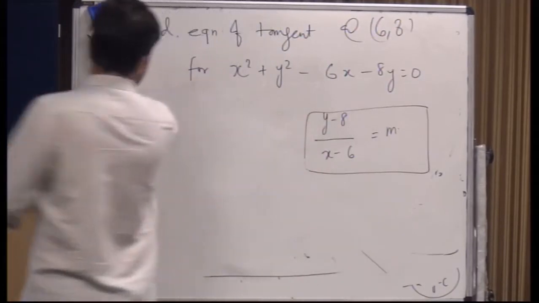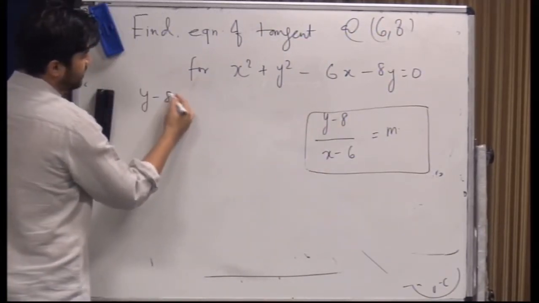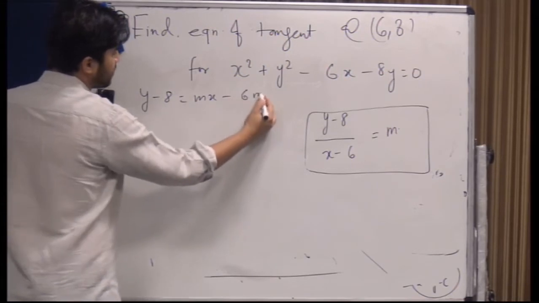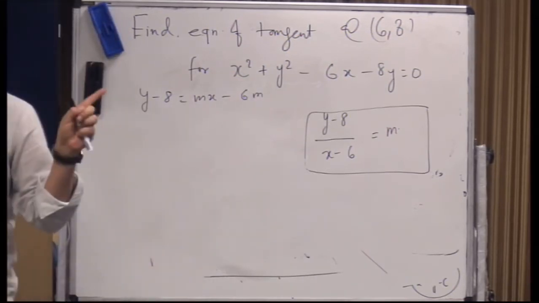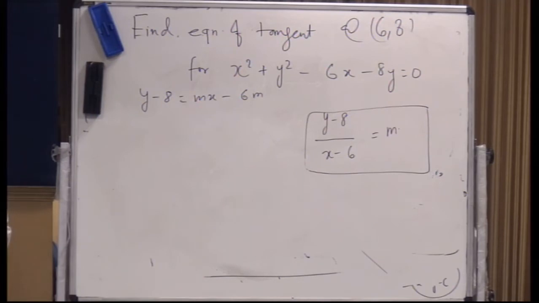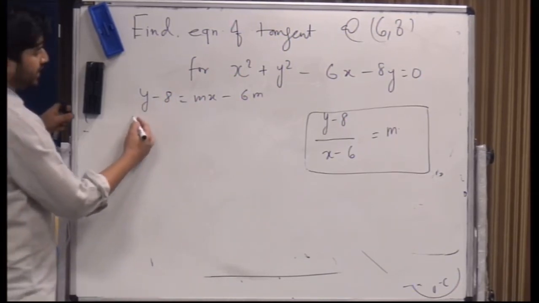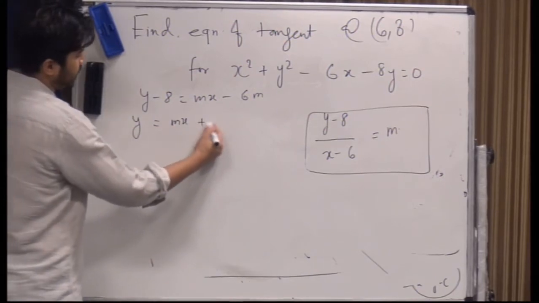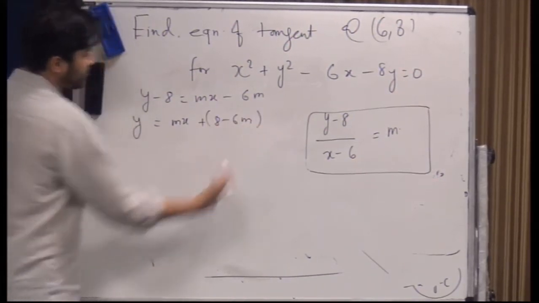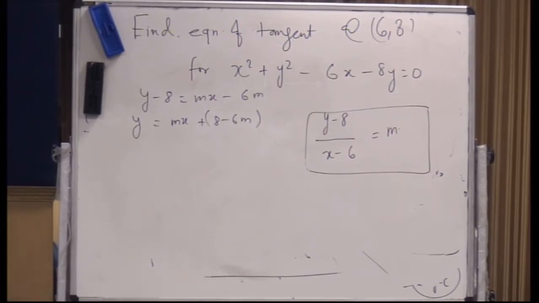Okay. Let's do the other method. You know y minus 8 is equal to mx minus 6m. I am giving you this method not just for the circle but for all the curves. The method for the circle is very easy, right? But it is not applicable for all curves. This method is more solid. Why? Because it works for all the curves. So I can say y is nothing but mx plus 8 minus 6m. Right or wrong? This is my tangent, whose slope is m, and m needs to be found.